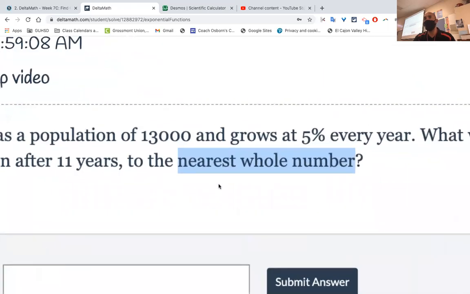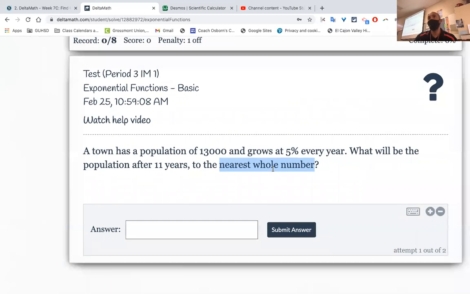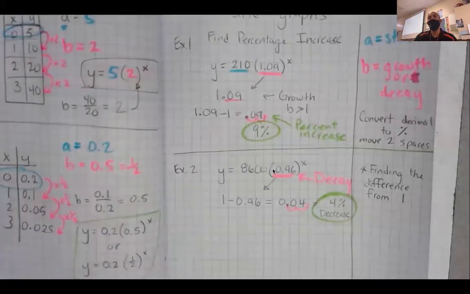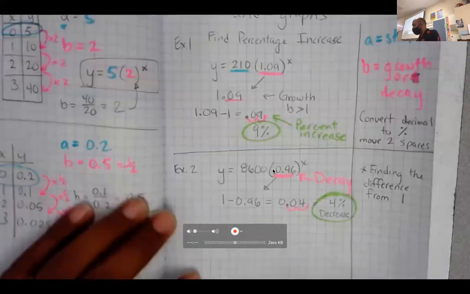And you want to always pay attention, guys. Look at what it's saying. Is it saying round to the nearest tenth, to the nearest cent, like if it's money, or nearest whole number? Okay, that's important when you're rounding. All right, so let's go ahead and do this one in our notes.